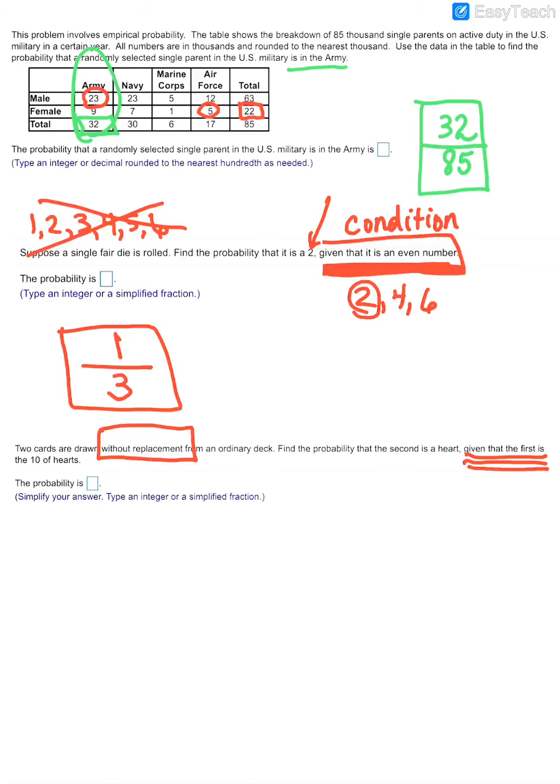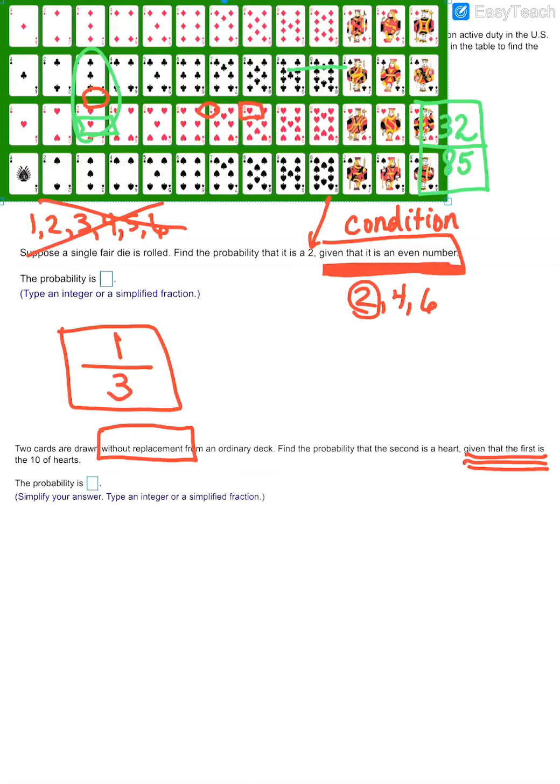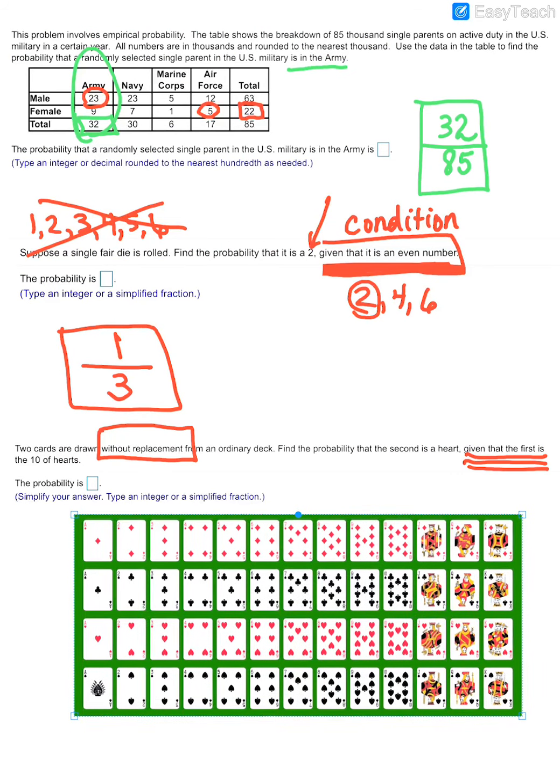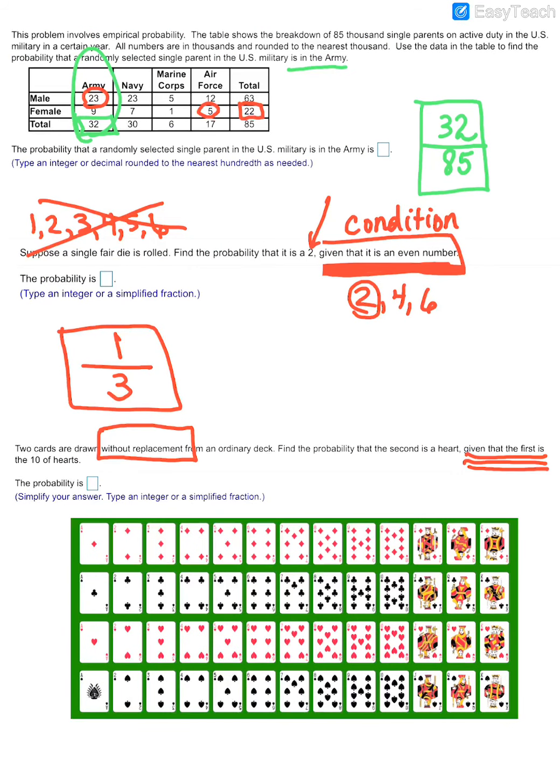Now, for those of you who may not play cards, I'm going to bring in a picture of a deck of cards so that we can see. So we are talking about just the hearts here. So these are the hearts in a deck. Notice they just have a picture of a heart on those cards. And so we are looking for the probability that the second card is a heart, given that the first was the 10 of hearts. So the 10 of hearts is right here. What that means is it is no longer in the deck. I have already taken it out because the problem said without replacement. That means I'm not going to put it back.